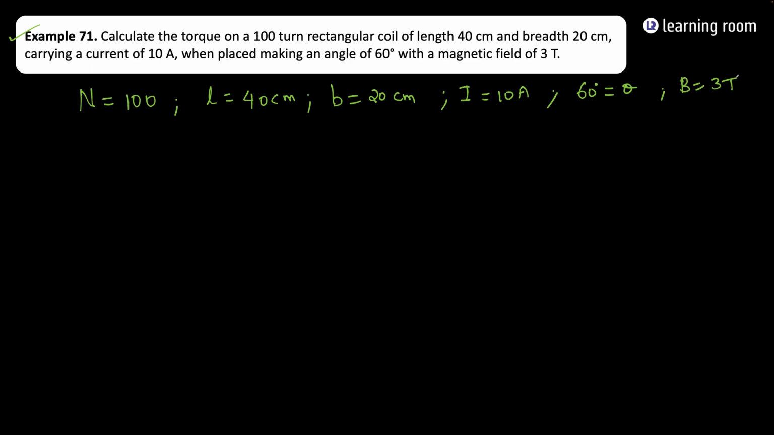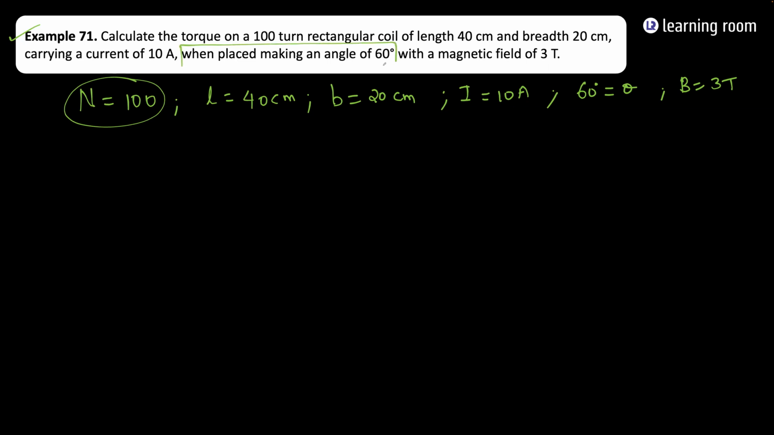Listen to this. If this is how the coil is, let's say this is a rectangular coil, then the areal vector is going to be in this direction. Areal vector is always perpendicular to the coil, always perpendicular to the surface. Now, if you observe in this question, what they have mentioned is calculate the torque acting on a coil which has 100 turns, length and breadth, carrying a current of 10 ampere. This is where we need to understand.